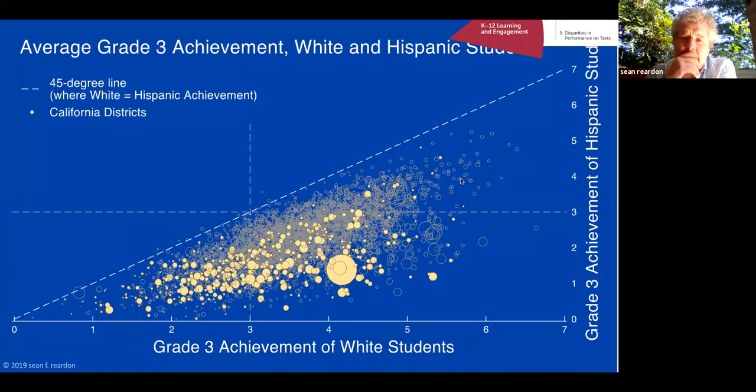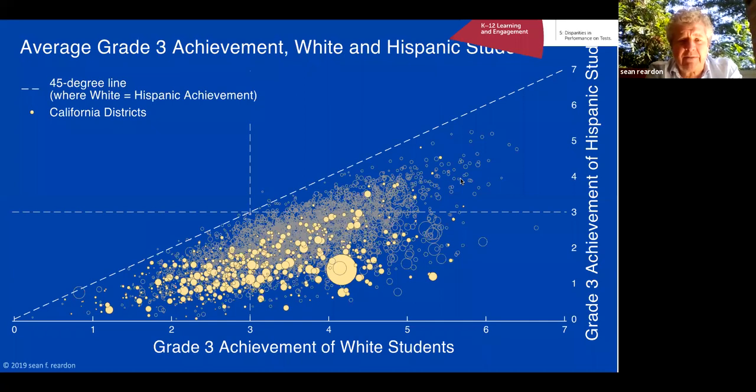If we then look at disparities by race and ethnicity, this picture is showing us the average 3rd grade performance of white students compared to the average 3rd grade performance of Hispanic students in the same district. Each dot in this picture is a school district. The yellow ones are California districts and the gray ones are districts around the rest of the country. The horizontal axis is the average 3rd grade performance of white students, and the vertical axis is the average 3rd grade performance of Hispanic students. And that diagonal line represents the line at which white and Hispanic students have the same average performance.